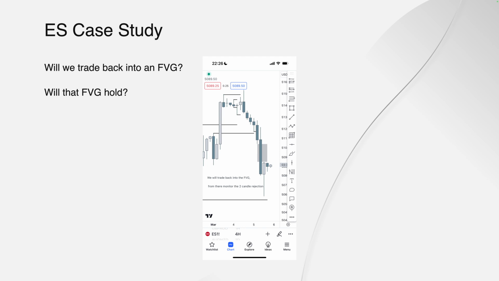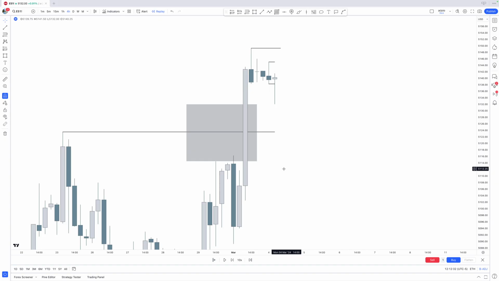So that fair value gap right there, eventually I got to the understanding that that fair value gap will not hold. And how did I get to that understanding? And how did we overall lead up to this situation right here? Exactly what we're going to go over right now. All right, here we are on ES, the same exact price action right there. I've used the replay tool to show you how we can study the candles.